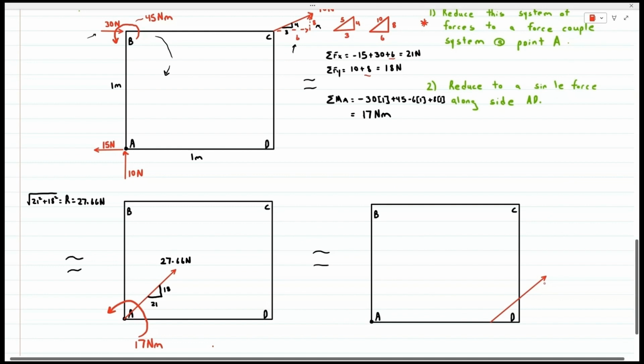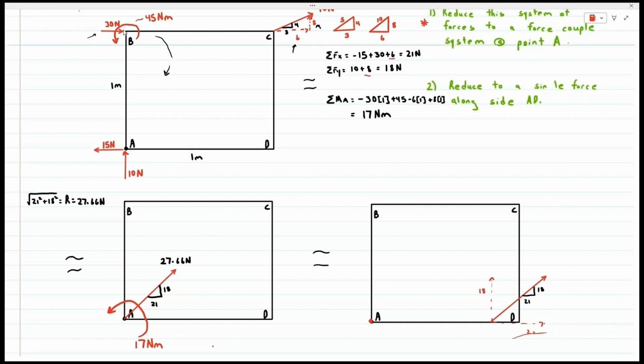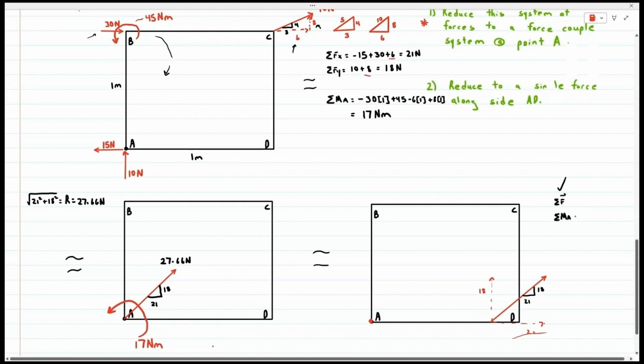We can see we can place that force anywhere along the side AD. It's just how far over must we place that force. We can easily break up that force into two components, and we see that that 21 will never produce a moment about point A. The forces are equivalent in this system. Now we just have to ensure that the moments are also equivalent.